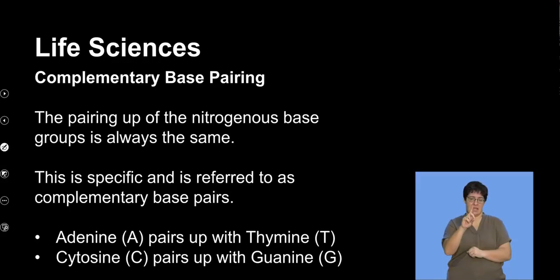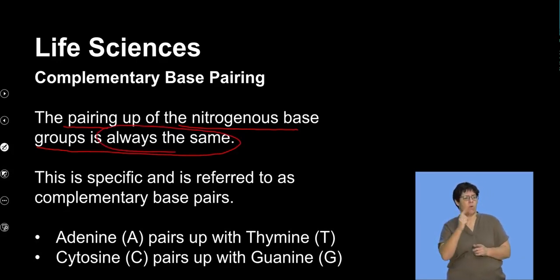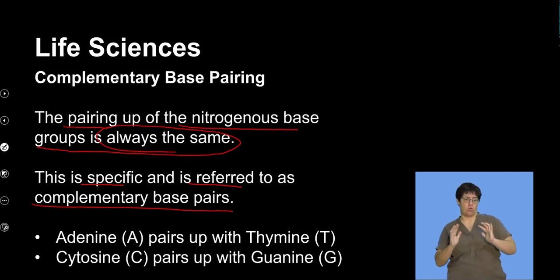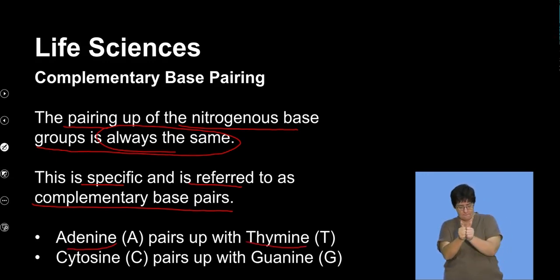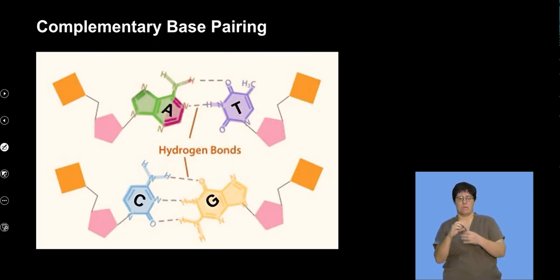So let's unpack that. These base pairs of nitrogenous bases always pair up in a similar complementary pattern. This is specific and is referred to as complementary base pairs. I'm going to pause here and give you a chance to look at what I mean by this. Essentially, complementary base pairing refers to the following: in a base pair, adenine will always pair up with thymine, and likewise, cytosine will pair up only with guanine. Now let's try and understand that in the context of a diagram.